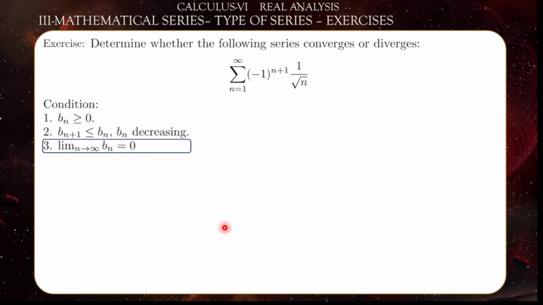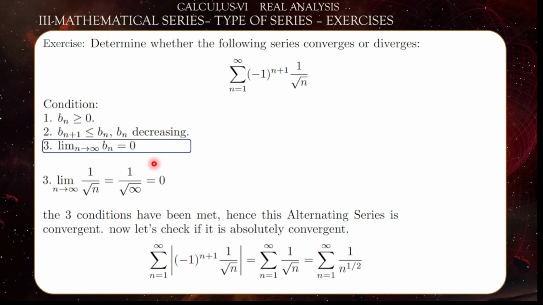Okay, the third condition is that the limit of Bn as n approaches infinity should be 0. So the limit of 1 divided by square root of n as n approaches infinity is equal to 1 divided by square root of infinity, which equals 0. Hence, the three conditions have been met, and this series converges. Except we don't know yet if it converges conditionally or absolutely.